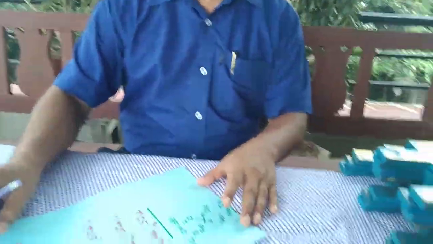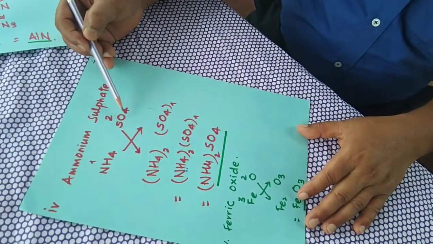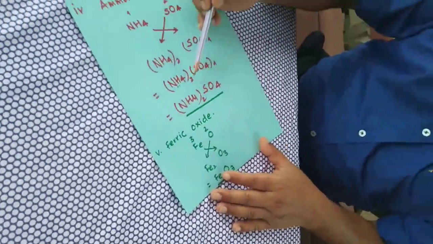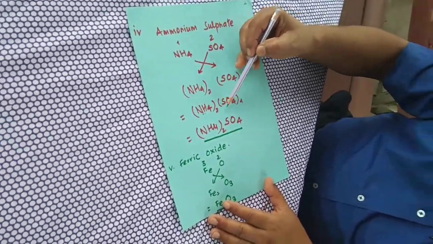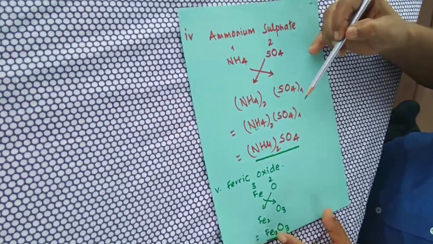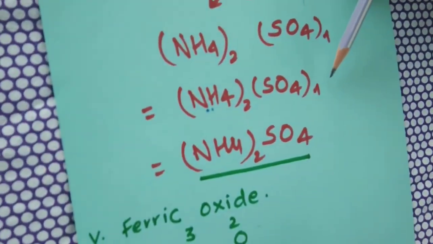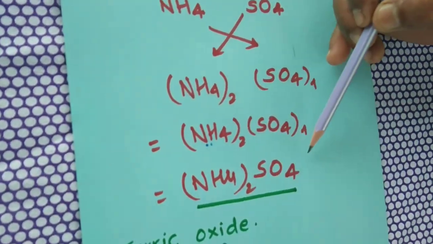In the same way, I have some other compounds' molecular formula derivations. Ammonium sulfate: ammonium is positive, valency 1, sulfate is negative, valency 2. Crisscross gives (NH4) whole twice, (SO4) whole 1. We need to put the bracket, otherwise it becomes SO41. To avoid this sort of problem, we use a small bracket. The 1 is not necessary to write, so it becomes (NH4)2SO4.